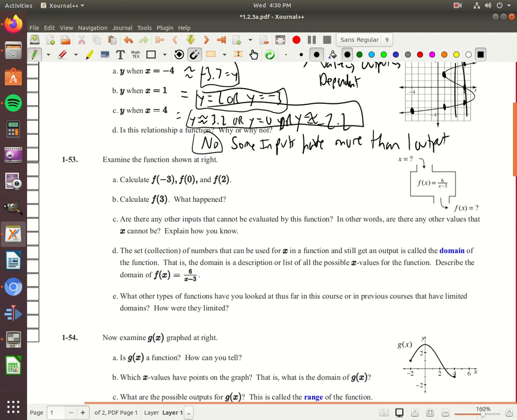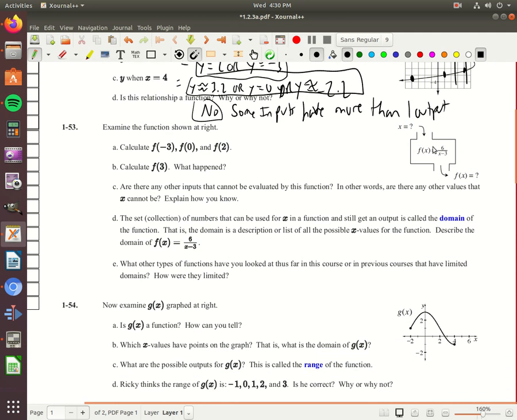So let's go ahead and look at 153. It says examine the function at the right. What is f of negative 3? So if I plug negative 3 in, I get 6 over negative 3 minus 3. I get 6 over negative 6. I get negative 1. So f of negative 3 equals negative 1.